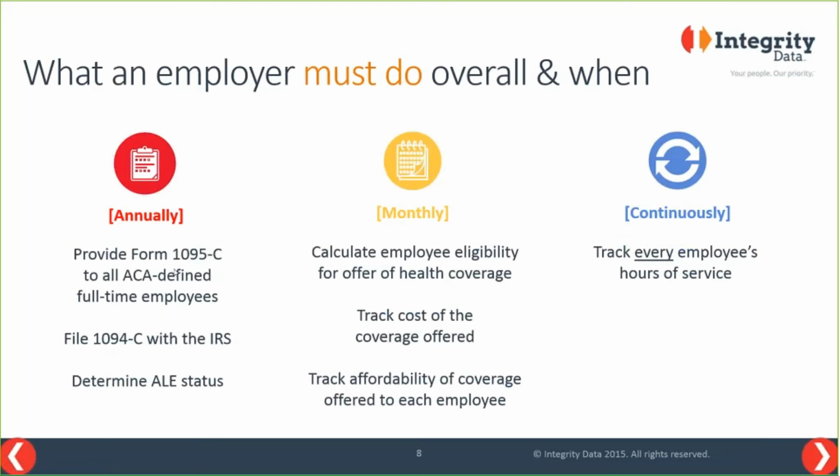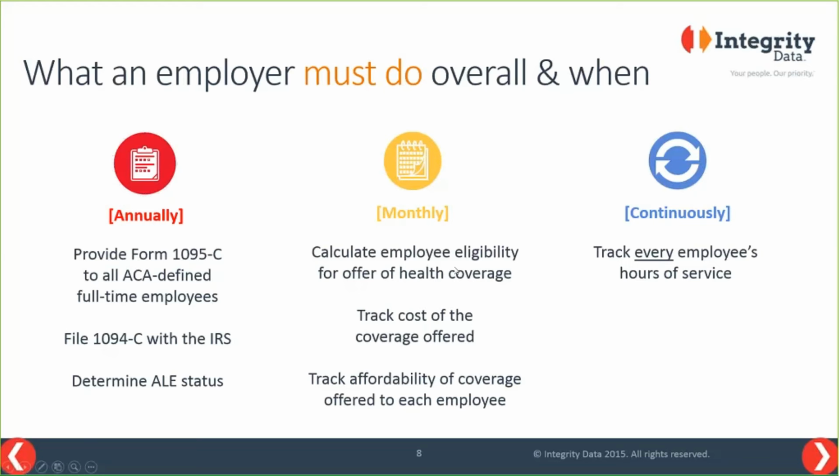All right, let's talk about what you need to do as an employer and when, and we'll keep getting into details as we go through this. From an annual point of view, you need to provide a 1095-C to all ACA-defined full-time employees, and we'll talk about what full-time employees are. You need to file the 1094-C, the transmittal form, to the IRS. You also need to determine your ALE status. Are you an applicable large employer? Essentially, if you have more than 50 FTEs, you're an applicable large employer, and you need to be compliant.